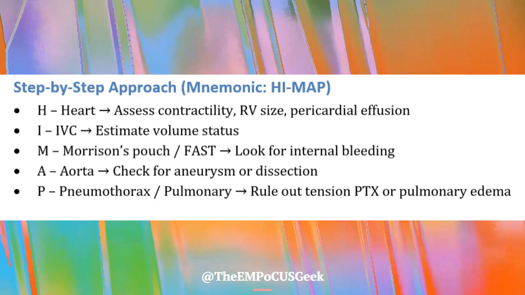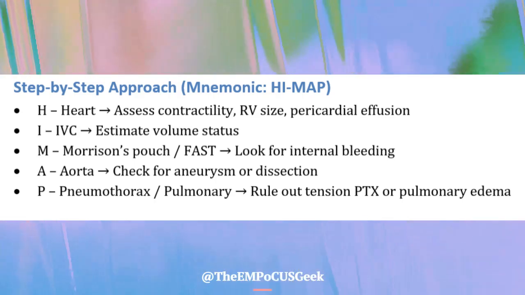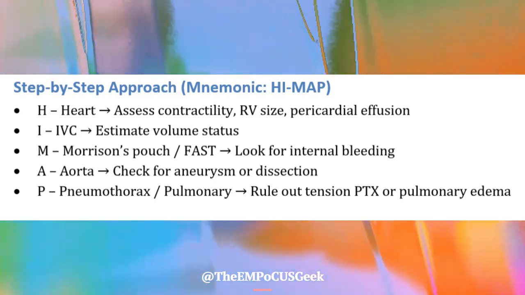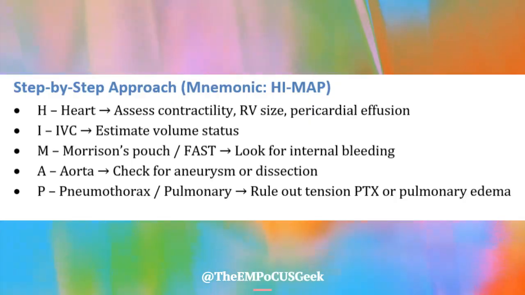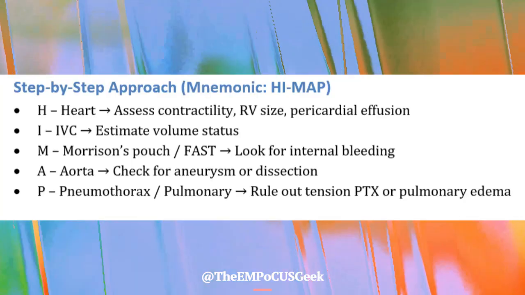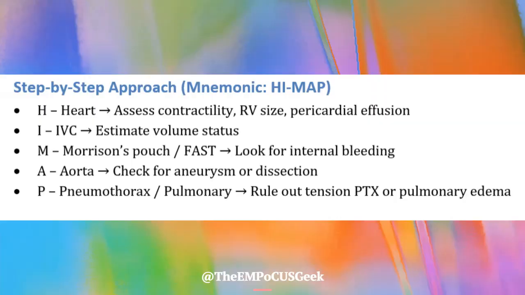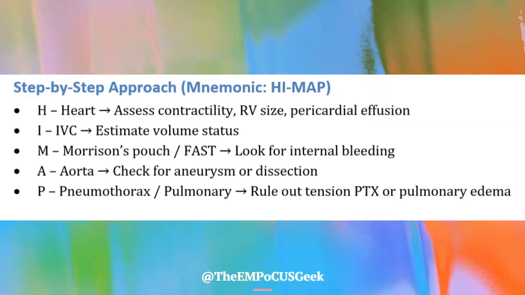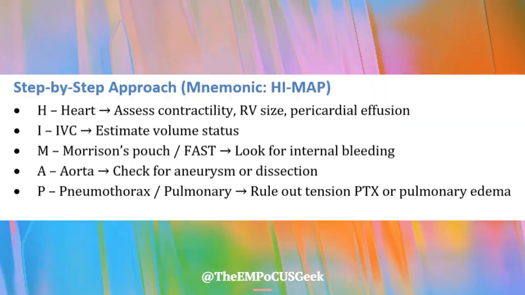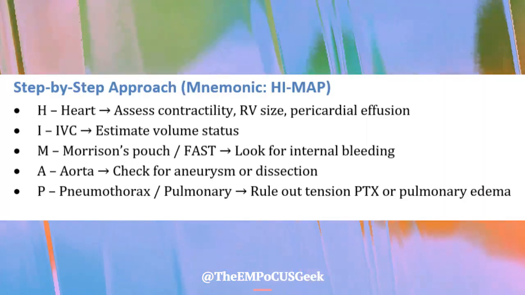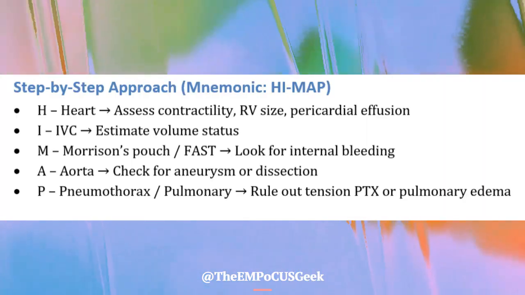The simplest way to approach the RUSH protocol is by using the mnemonic HIMAP. H stands for heart, and here we assess the contractility of the left ventricle, the right ventricle size, and we look for pericardial effusions. I stands for IVC, and here we estimate the volume status.